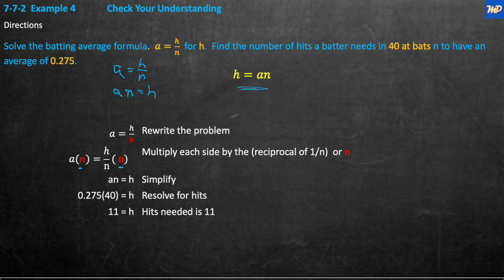So .275 is the A, the average that we're looking for. And N is 40. It's the at-bats, excuse me, not the hits. And how many hits did we have to have at 40 at-bats to have a 275 batting average? Well, if you take 40 times .275, you end up with 11. So you need 11 hits to get a 275 batting average at 40 at-bats.